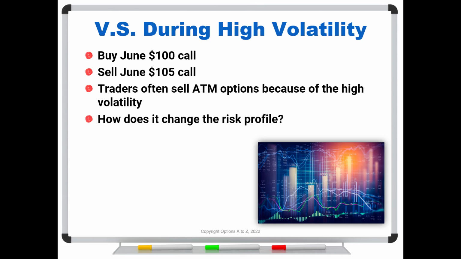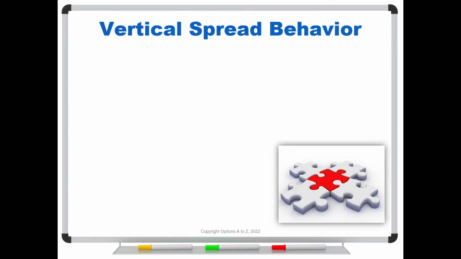So the real question we want to find out is, how does it change the risk profile whether you buy the at-the-money or whether you sell the at-the-money? To figure that out, we have to take a look at vertical spread behavior.